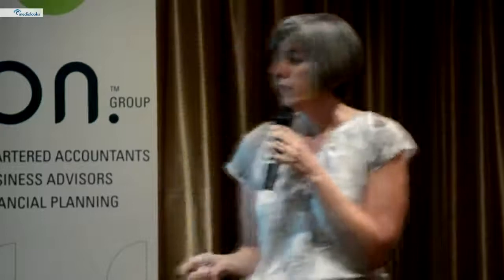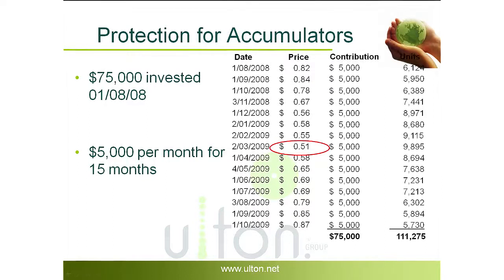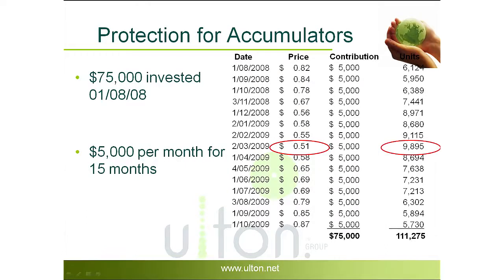What we would have done with this same sort of client is said, look, don't put your money in all in one lump sum, and I still do that now, whether or not the market's going strongly. We would have suggested that if you came in with $75,000 to invest, you average into the market over a 12 to 15 month period. So in this case, the client was contributing $5,000 a month, every month for 15 months. Initially they only purchased 6,124 units, but by the time it got down to March 2009, they were purchasing 9,895 units. So instead of feeling sick at that point, these clients are delighted because they're just getting more units for their $5,000 each month.